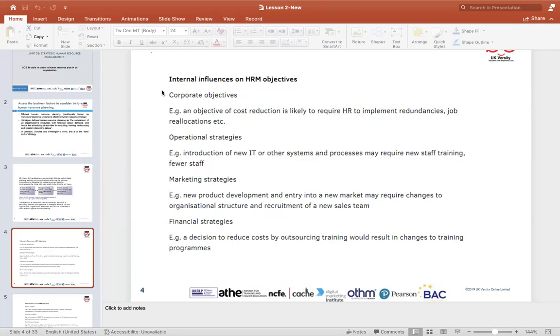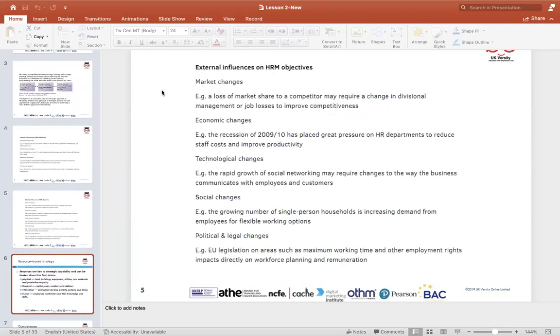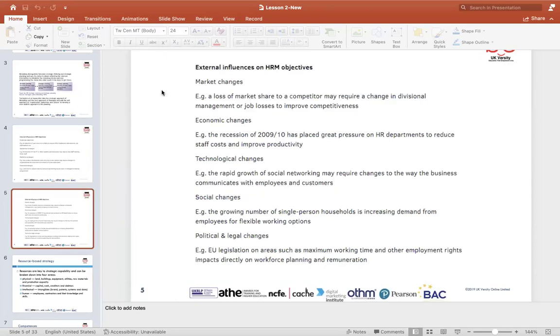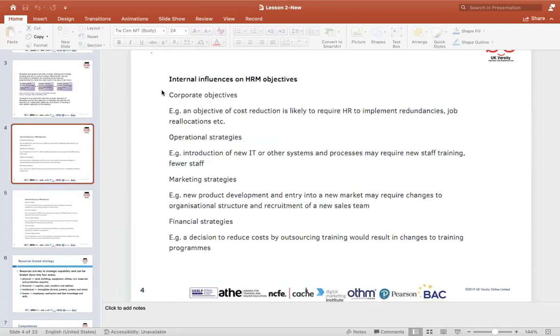Okay, fine. Perfect. No problem. But yeah, I'm just going to quickly go through these slides, which talk about the internal influences of HRM objectives and the external influences of HRM objectives. We covered a few of these bits yesterday as well. So I'm just going to quickly glimpse through them and go on to these strategies later on.